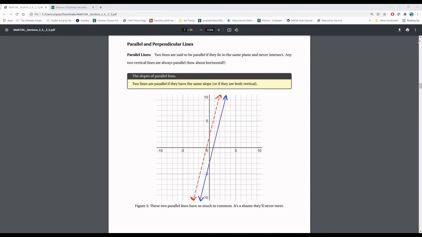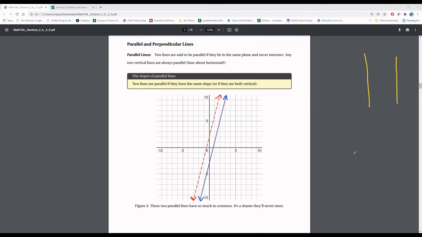Okay, so the next special cases we want to consider are parallel lines and perpendicular lines. We'll begin with parallel. Two lines are parallel to one another if they lie in the same plane and they never intersect. I have two vertical lines. There's a vertical-ish line and another vertical-ish line. These two are certainly parallel to one another. They're not going to intersect.